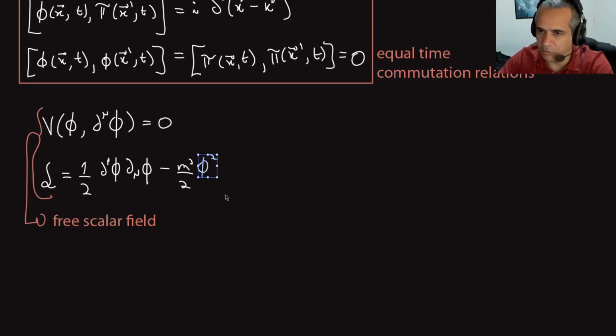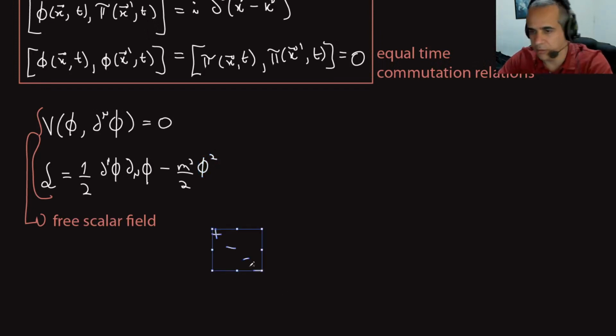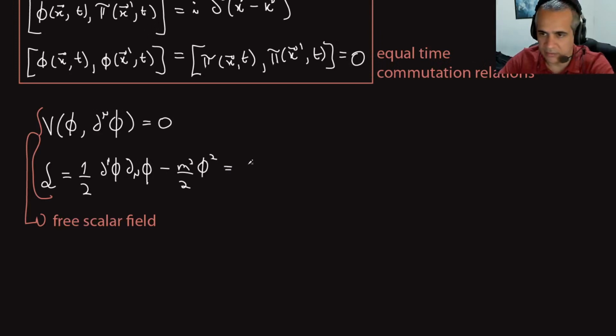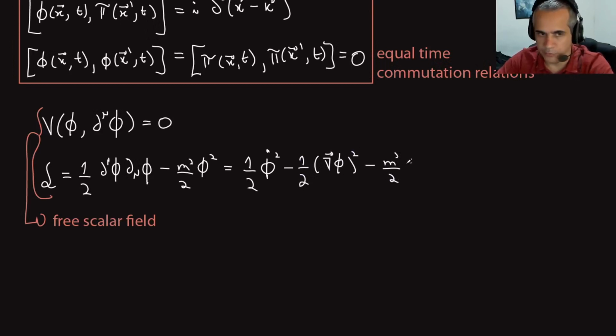In the conventions we're using, my metric is plus, minus, minus, minus. We can rewrite this as half the part with the time derivatives minus half the space derivatives minus m squared over 2 phi squared, and use the principle of extreme action, going back to the classical theory here to take a look.